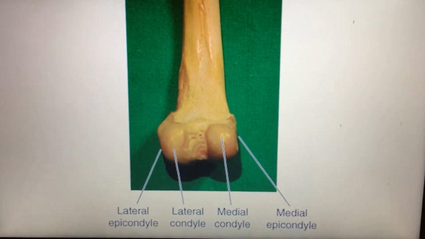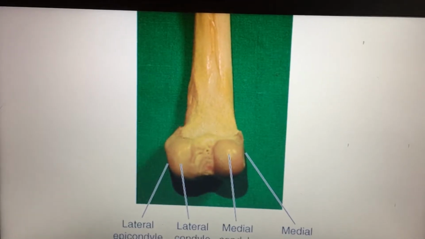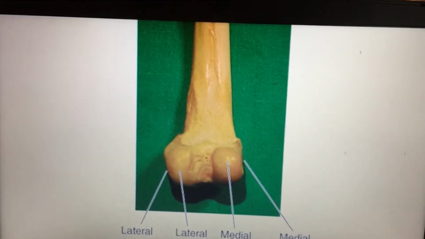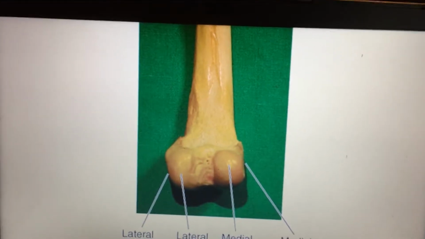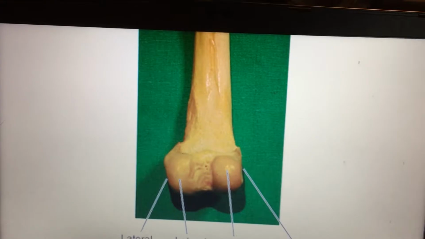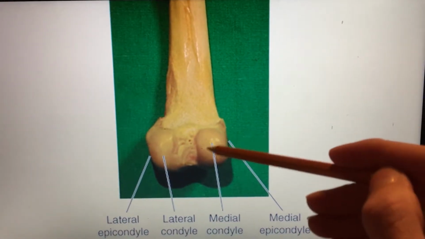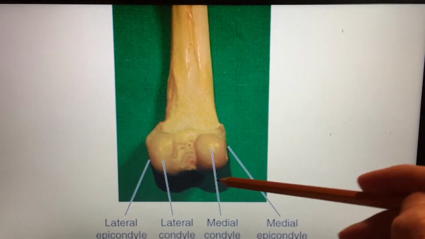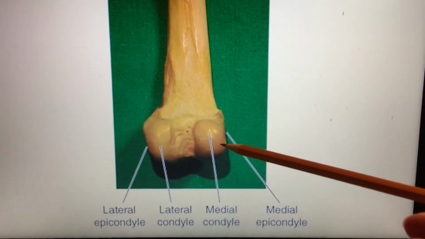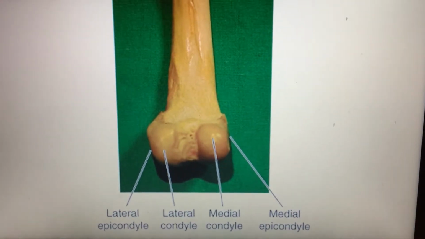Next is the condyle. A condyle is a large, round articular surface located at the distal end of the humerus and the femur, and there's also one on the occipital bone of the skull. So these are the condyles here, this round surface right here. This is the distal end of the femur, and you can see the medial and lateral condyles there, that nice round surface.